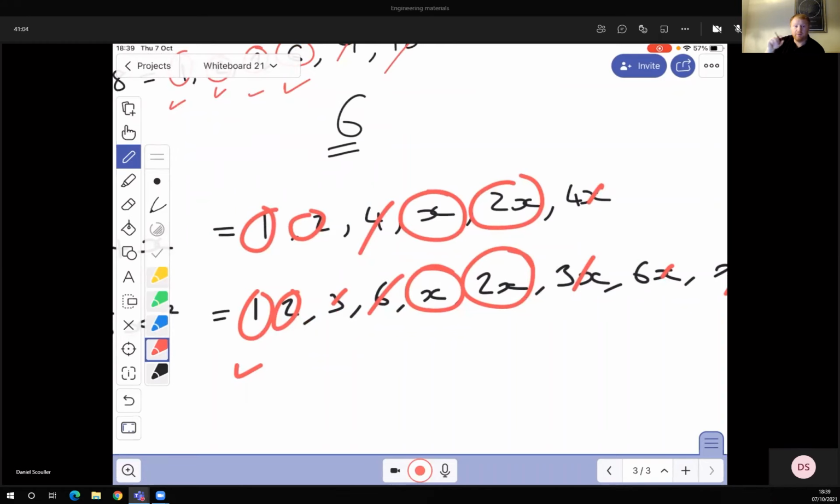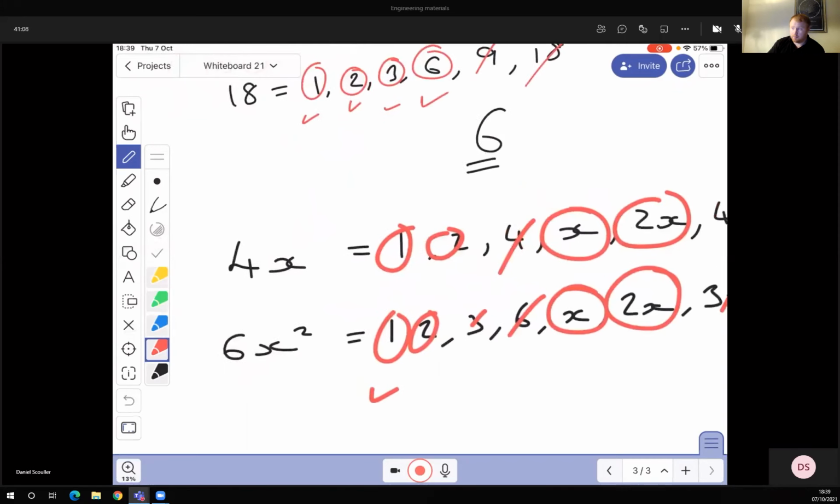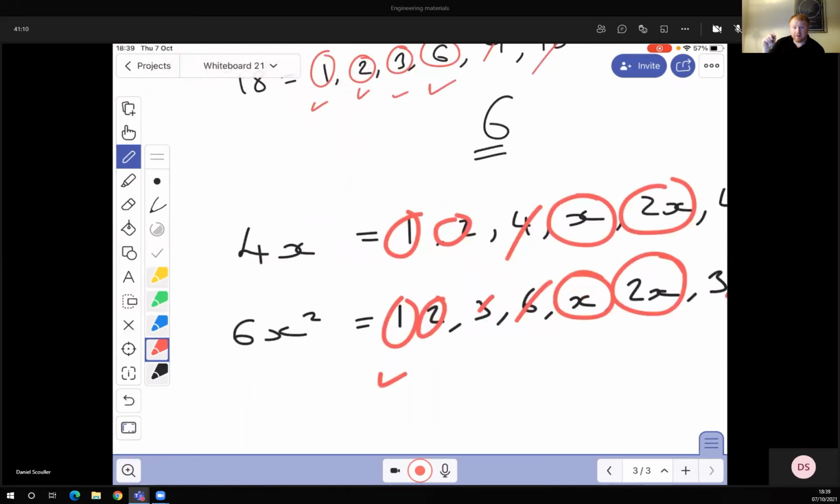So the highest common factor will be the x term, with the highest factor. What I mean by that is there's no x term in front of these single numbers, but there is an x term in front of this. So 2 is a common factor and 2x is a common factor. So the highest one would be the 2x term.